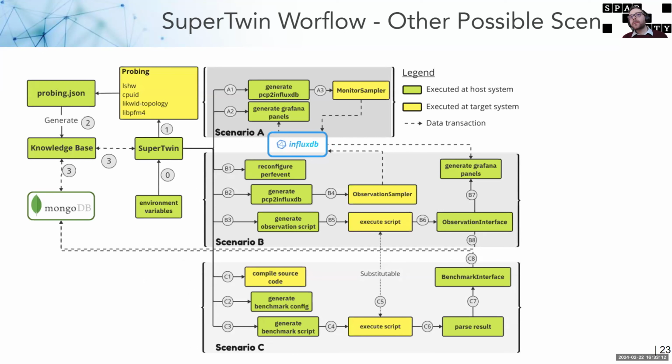But before the launching of the observation, as I said, SuperTwin reconfigures the samplers. It generates the configuration for the sampler. It generates a script to set affinity and launch the application on the target system. And while executing the generated script, it samples and creates an observation interface for this performance event.